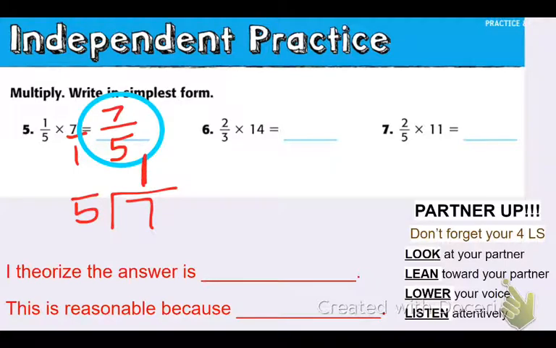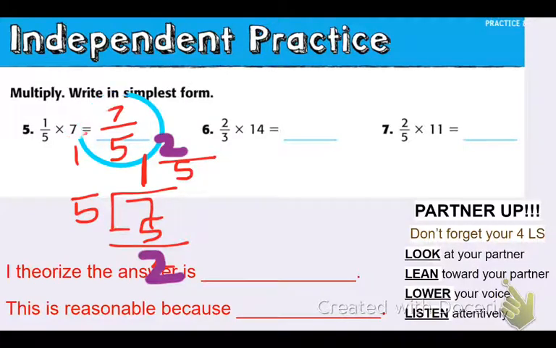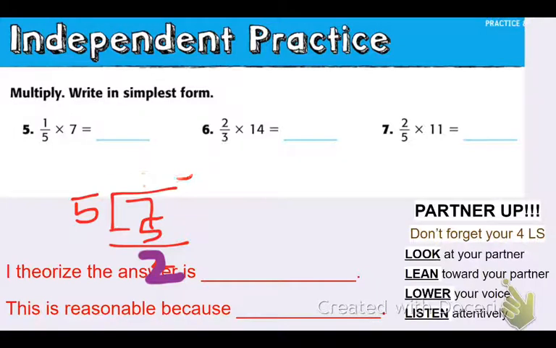We got to simplify it. I can make 1 group of 5 out of 7. There's 2 left over, not enough to make a group of 5. So I'm going to go ahead and bring that 2 up as my numerator. And the denominator stays the same, that 5. So let's see if it's reasonable. What is 1/5 of 7? 1/5 of 7 is 1 2/5. All right, moving on.